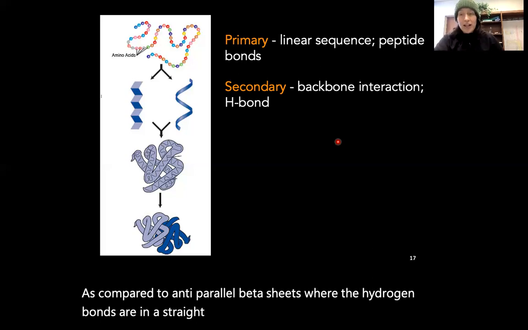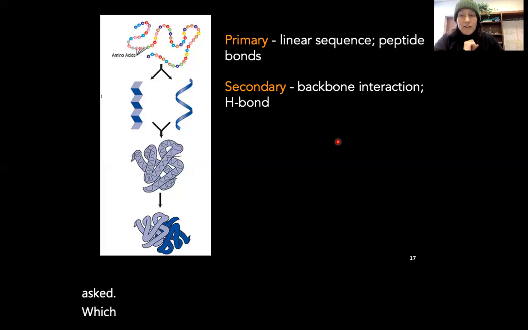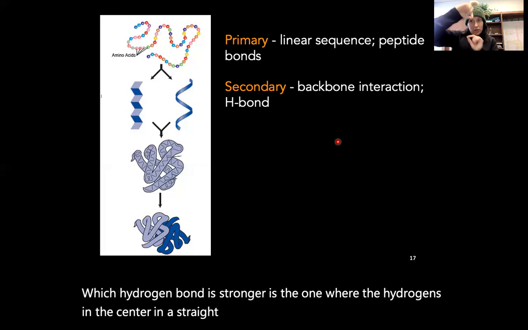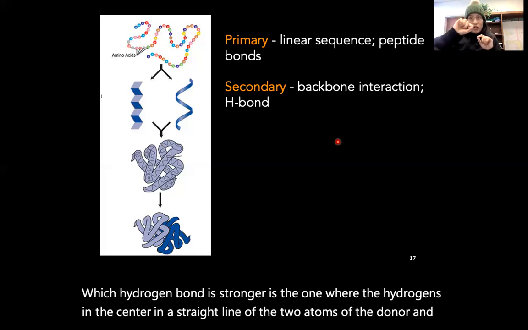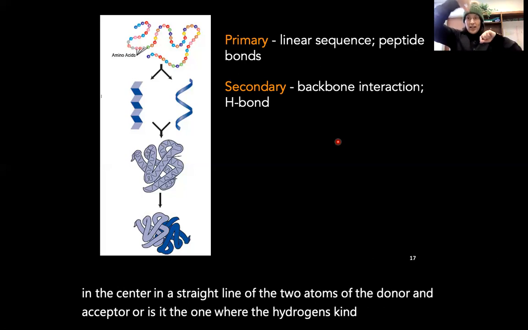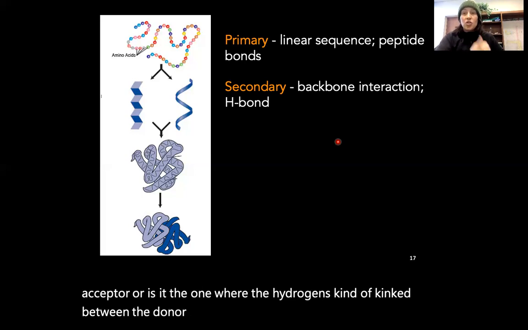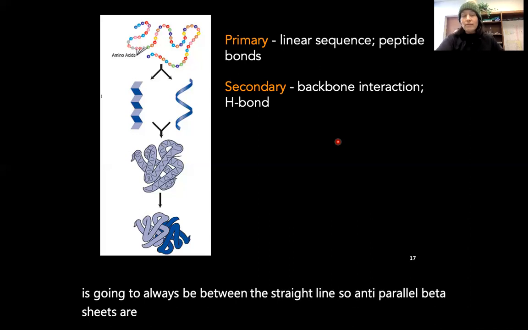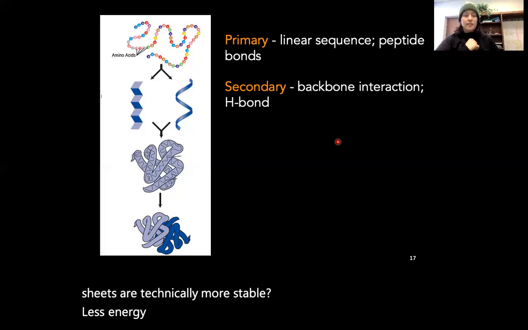And way back in that first lecture, I asked, which hydrogen bond is stronger? Is it the one where the hydrogen's in the center in a straight line of the 2 atoms, the donor and acceptor? Or is it the one where the hydrogen's kinked between the donor and acceptor? And the stronger hydrogen bond is always going to be in the straight line. So anti-parallel beta sheets are technically more stable, lower energy, than parallel beta sheets.